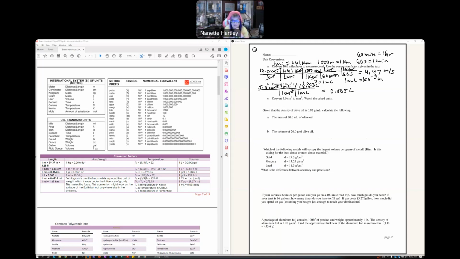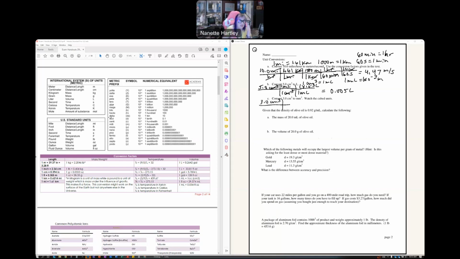Awesome. Well, that's fun. Now I want to convert 3 centimeters cubed to millimeters cubed. And it says to watch the cube units. Okay. So I'm going to start with this number, 3.0 centimeters cubed. I don't know any relationships.